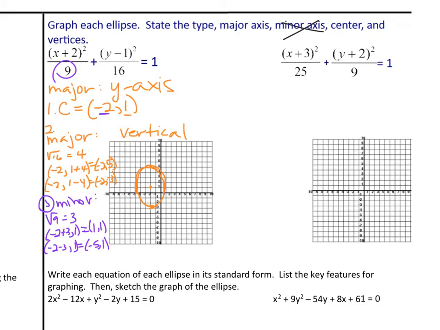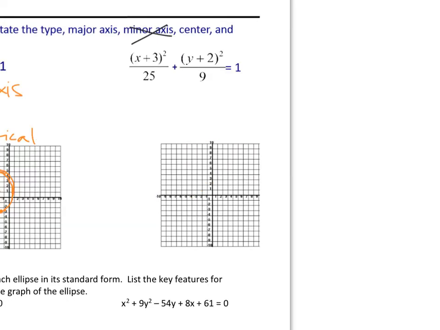All right, let's try the example on the right. For our example on the right, we have (x plus 3) squared over 25 plus (y plus 2) squared over 9 is equal to 1. Taking a look at the numbers underneath the x squared and y squared terms, notice the number underneath x squared is 25, and that's bigger than 9. That means this ellipse should be horizontal. And our major axis will be the x-axis. And that's where our major vertices will be located.